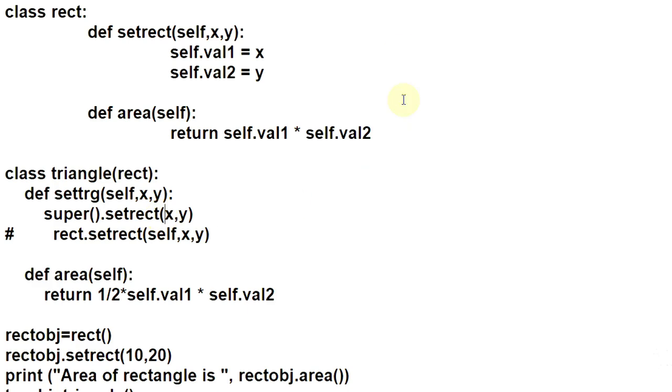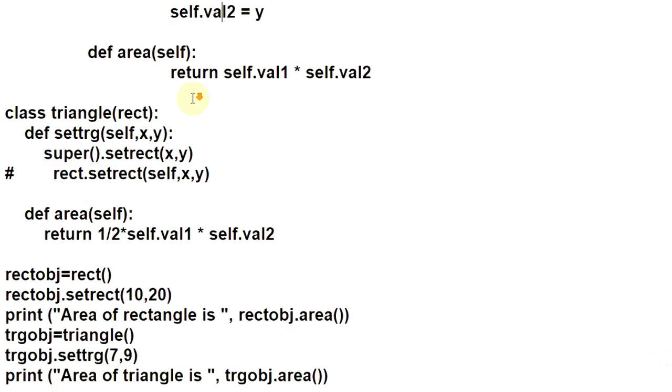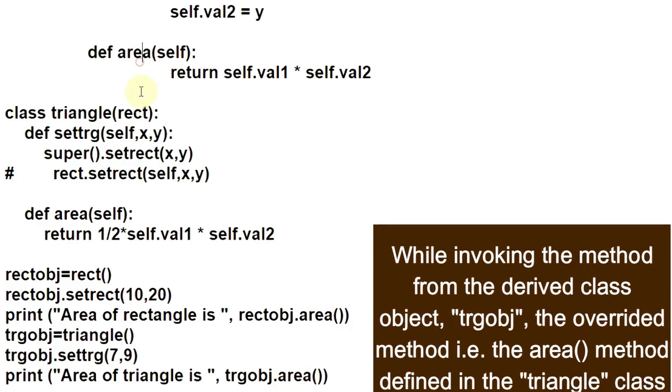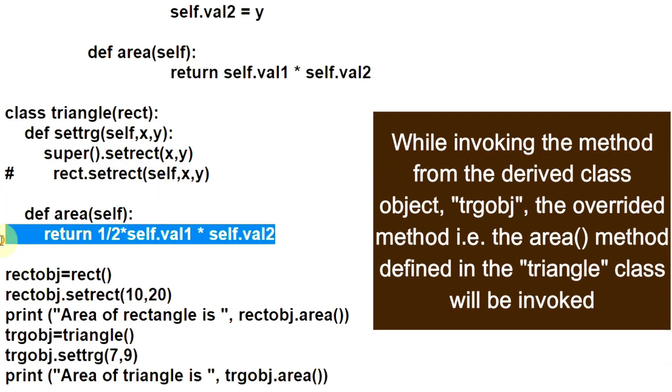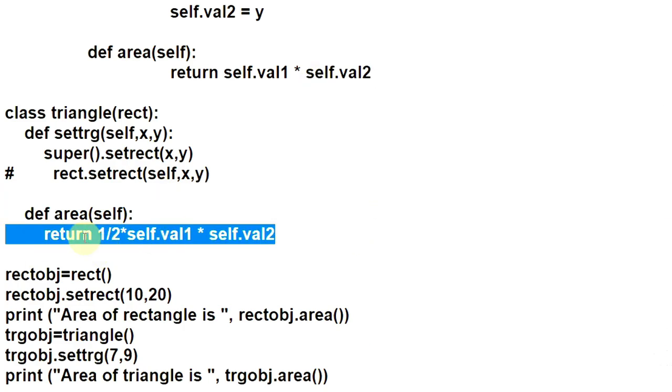So these values are assigned to the x and y parameters, and from x and y the values will be assigned to the val1 and val2 attributes, and these val1 and val2 attributes are of this trg obj, that is, of the triangle object. After that a text message is displayed, area of triangle is, and this area function is called. Which area function will be invoked? Whether of the base class or of the derived class? Obviously of the derived class, because this area function has overridden the area function of the base class. So control will come over here. Half into 7 into 9 will be computed and displayed.